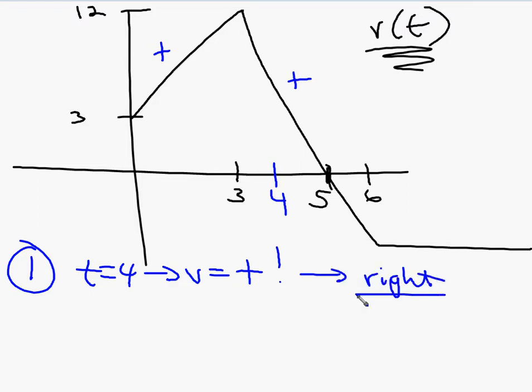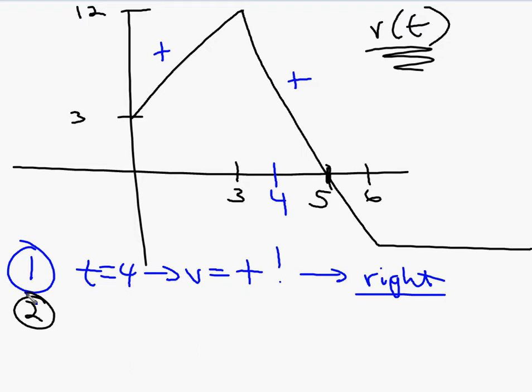The particle is moving to the right. Okay, this is a very common AP Calculus type question about velocity. Question number 2. Over what time interval is the particle moving to the left?